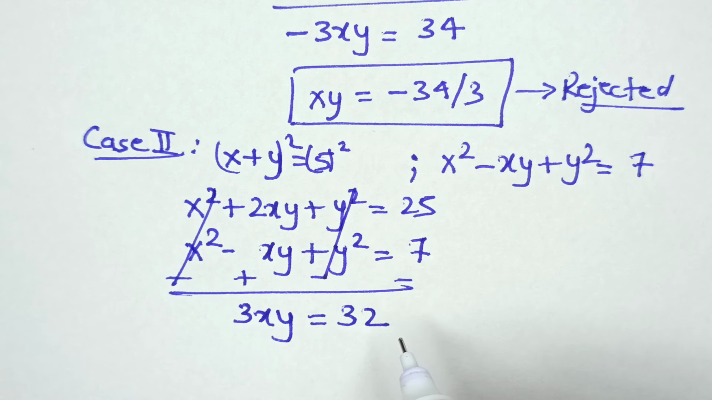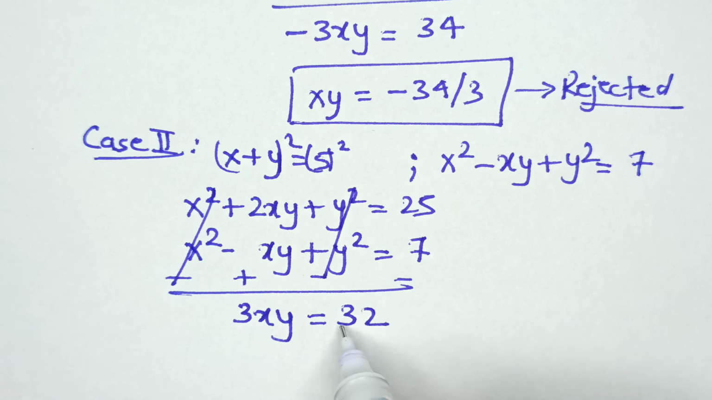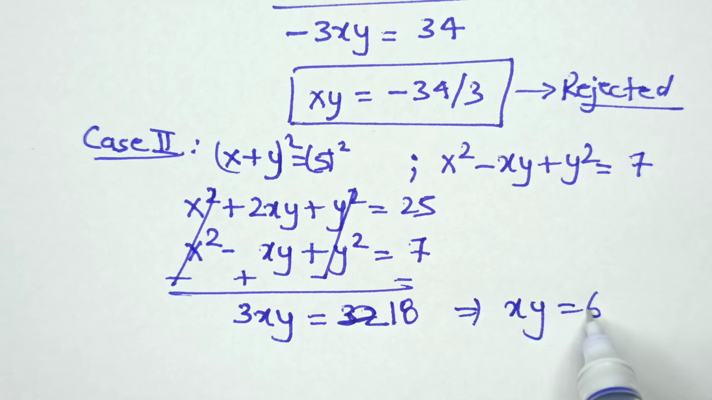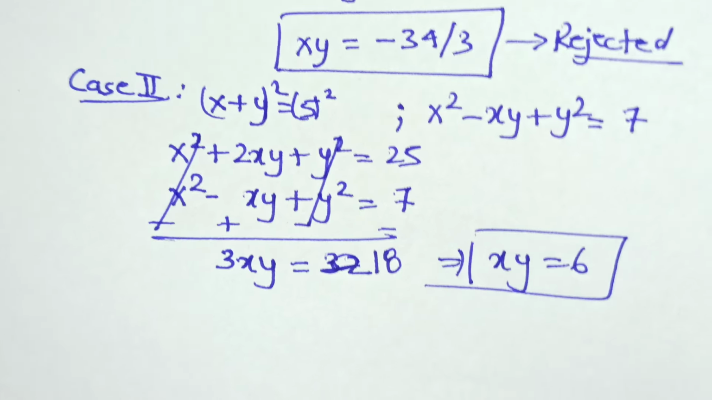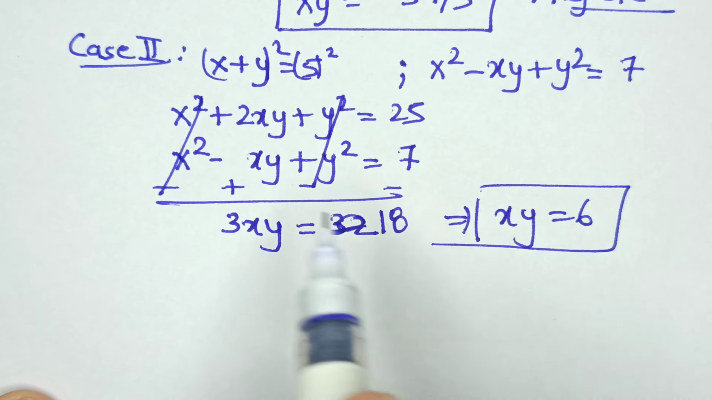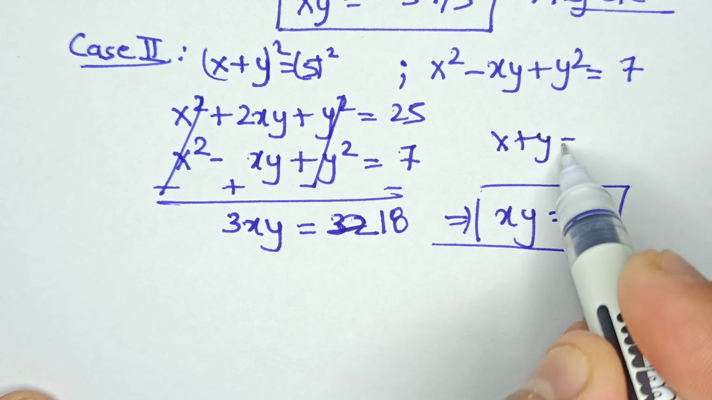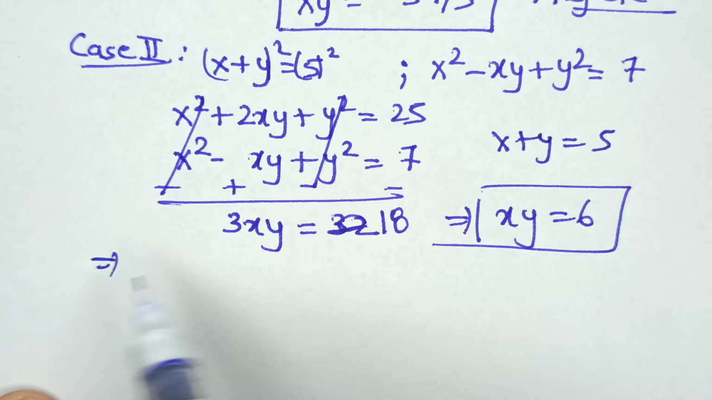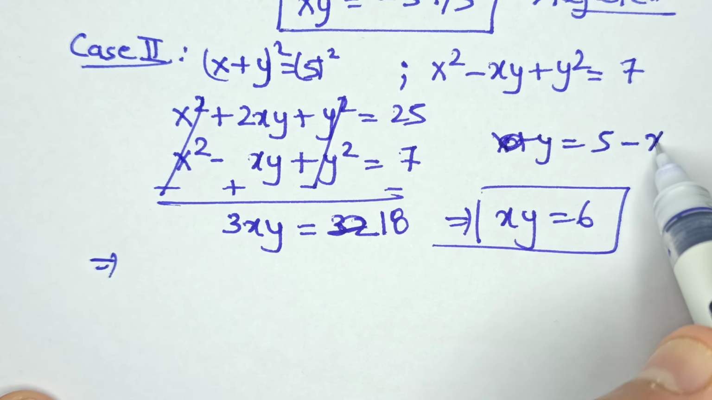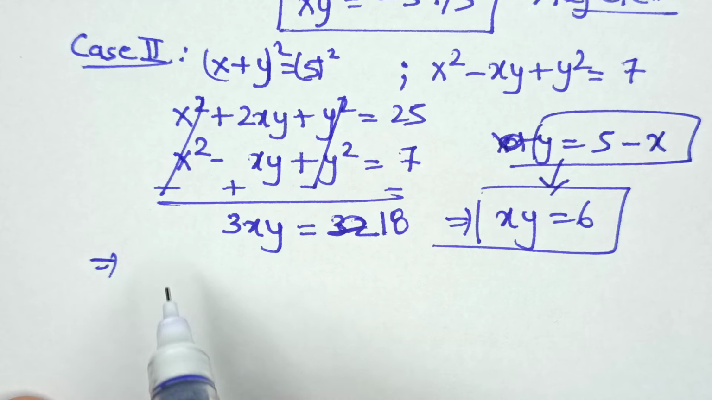So that means the value of xy is equal to 6. Now we have the value of xy, and the second value that we have is x plus y equal to 5. Let us resubstitute the value of y. The value of y comes out to be 5 minus x, and let us substitute this in this equation.